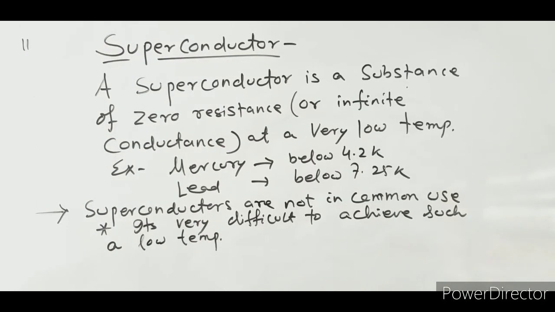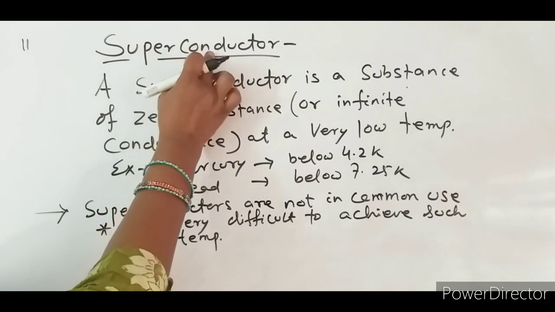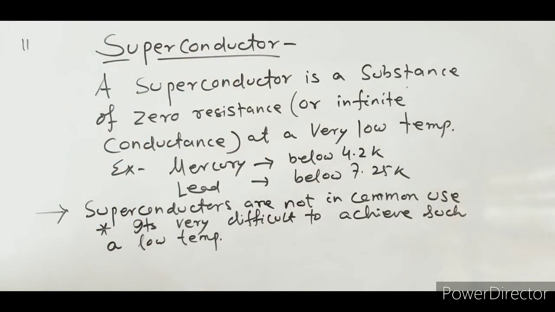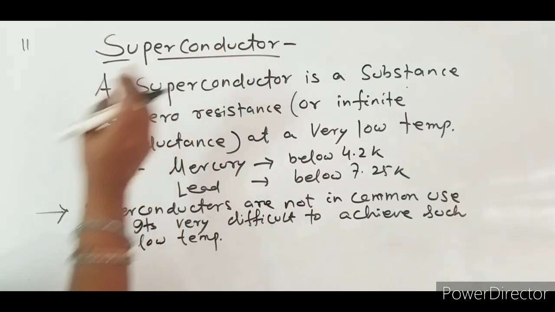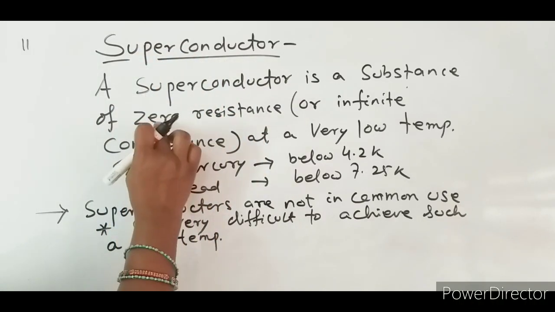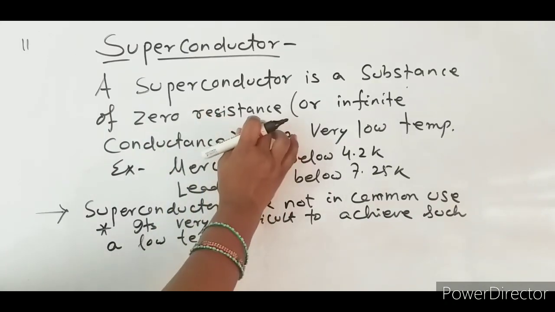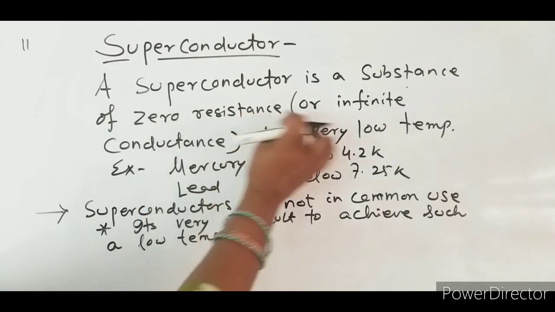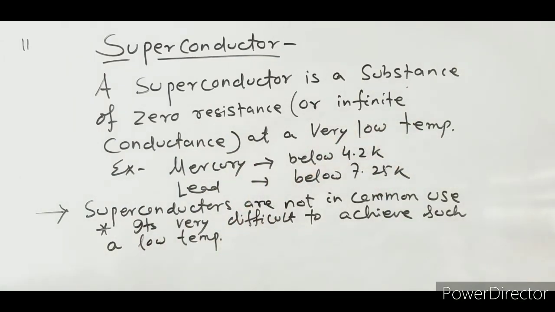So next is superconductor. A superconductor is a substance of zero resistance. Obviously it means conductance is more. How will this conductance be more? If resistance is less. So superconductor should have zero resistance. In some books it is also written as negligible resistance. Zero resistance means infinite conductance at very low temperature.